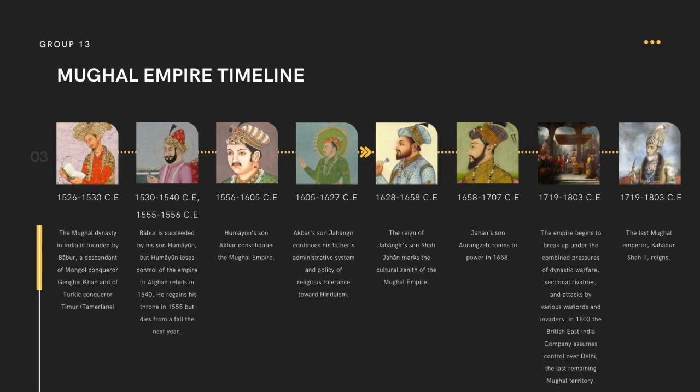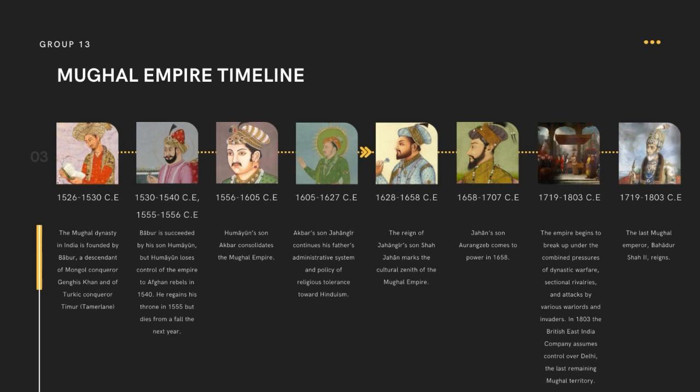1530 to 1540 Common Era and 1555 to 1556 Common Era. Babur is succeeded by his son Humayun, but Humayun loses control of the empire to Afghan rebels in 1540. He regains his throne in 1555 but dies from a fall the next year. 1556 to 1605 Common Era. Humayun's son Akbar consolidates the Mughal Empire.